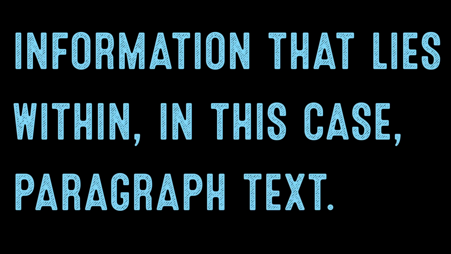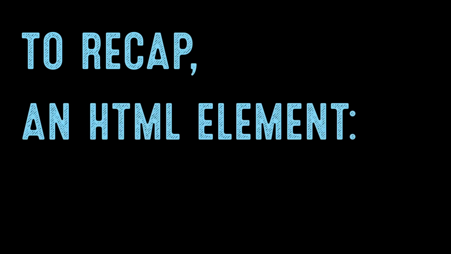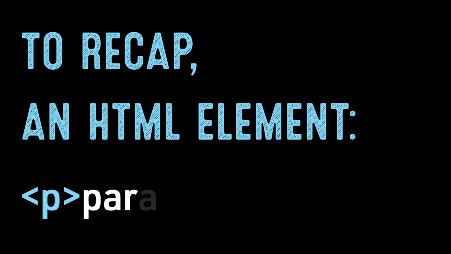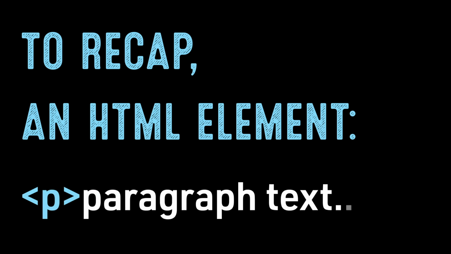Tags act as containers that describe the information that lies within, in this case, paragraph text. To recap, an HTML element: a less than sign, the letter P, a greater than sign, paragraph text, a less than sign, a forward slash, the letter P, a greater than sign.